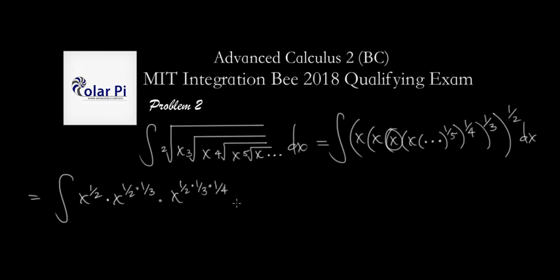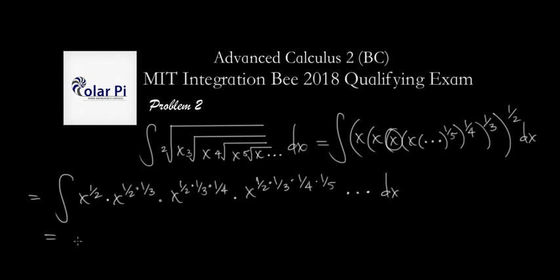Now, we don't even need to think to know what the next x will have as its exponent. It's clear that it'll be 1/2 times 1/3 times 1/4 times 1/5. And we continue in this fashion. So I'll just say dot dot dot, and then dx. Okay, cool.